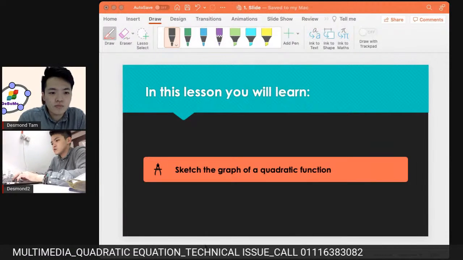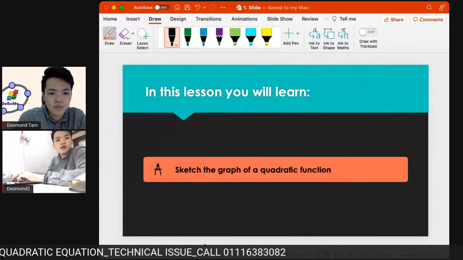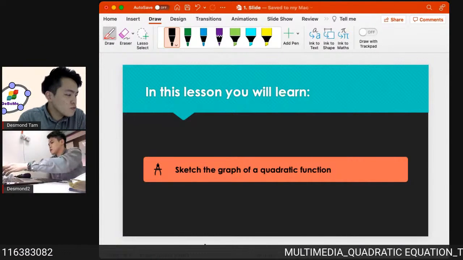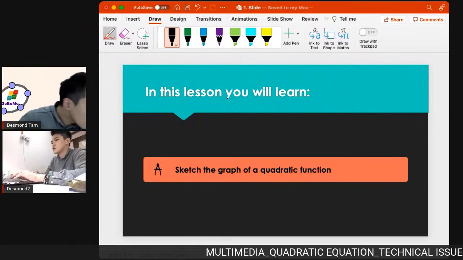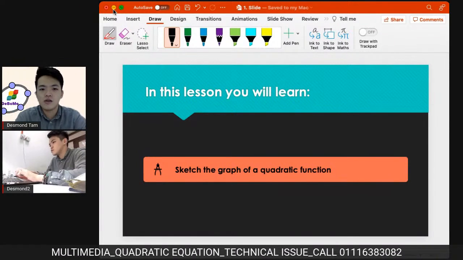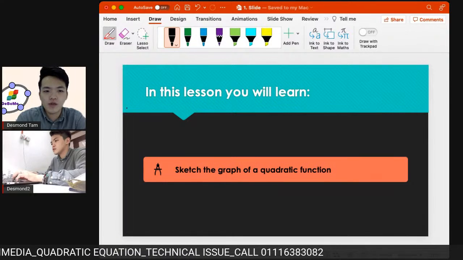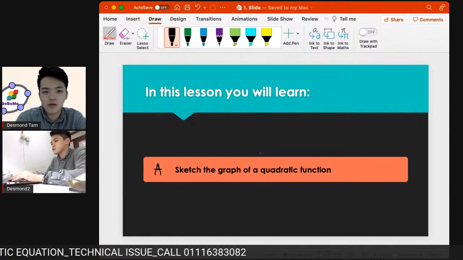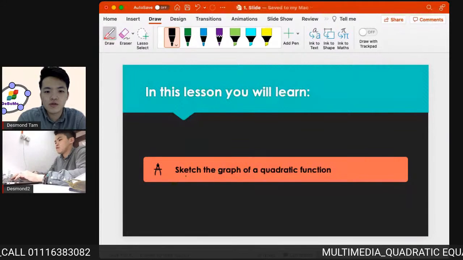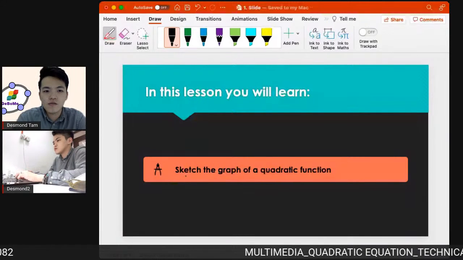So today we are going to learn how to do the part that is the area of it. So this is the slide. We will learn about sketching the graph. So today we are going to learn how to sketch the graph of a quadratic equation.